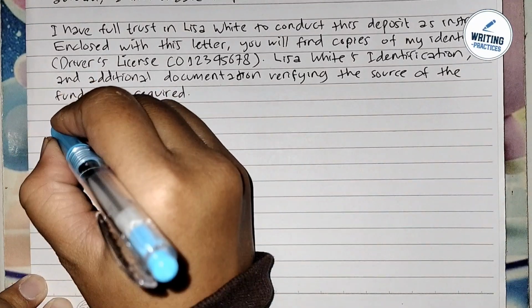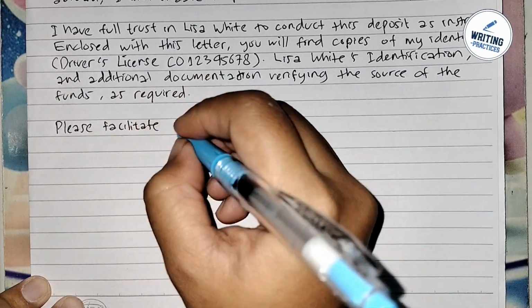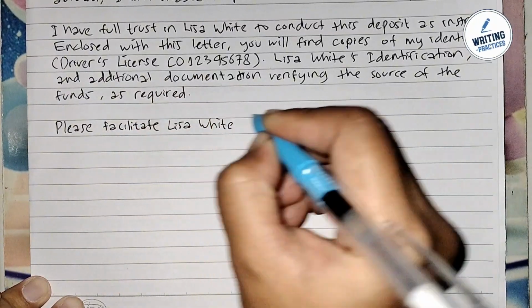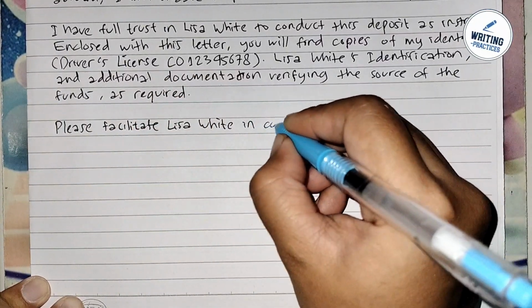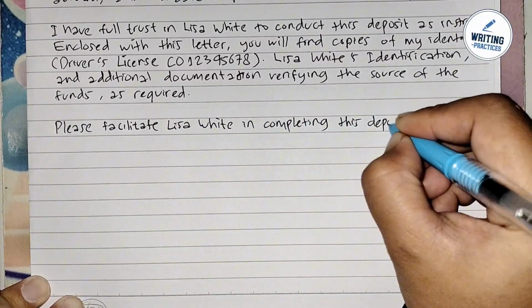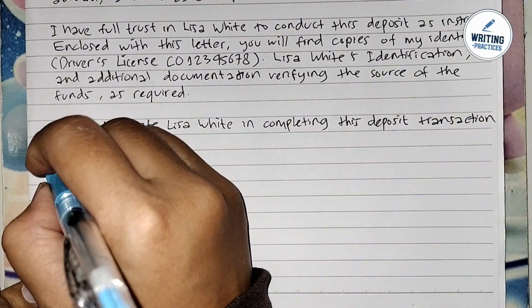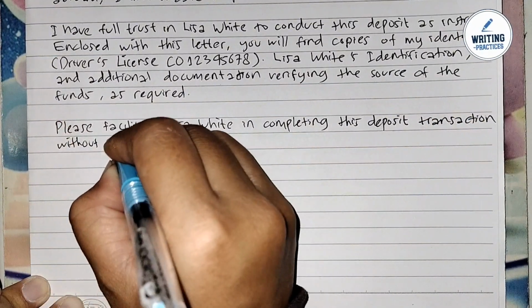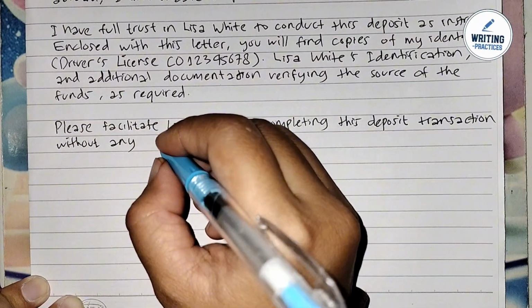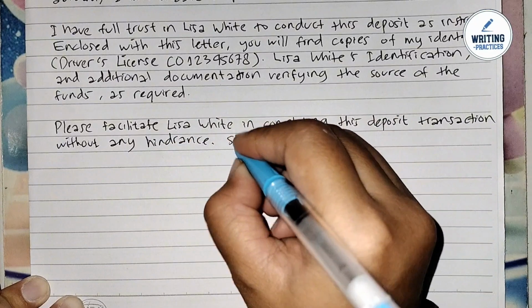In the fourth paragraph, this is about concluding the letter. You can firstly mention the operational facilitation request. It is necessary that you request for assistance. Simply, you can ask the bank to assist the person you trust, Lisa White, in making the deposit smoothly. For example, please facilitate Lisa White in completing this deposit transaction without any hindrance.